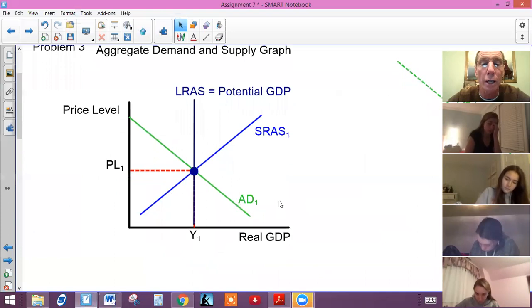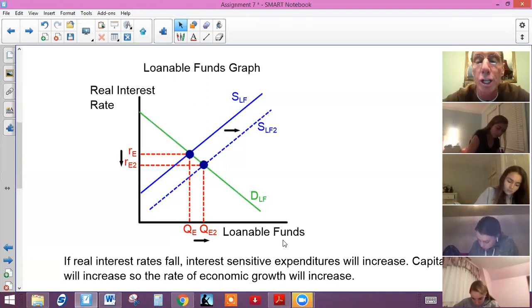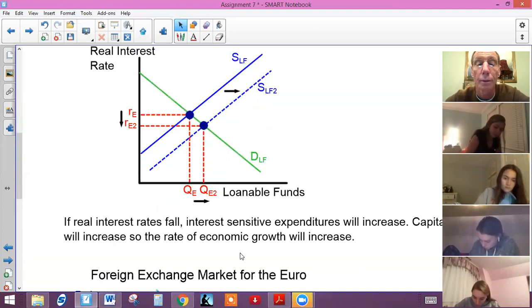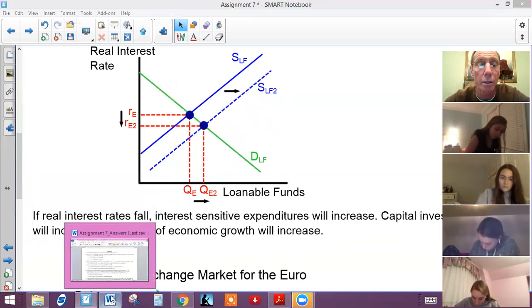So the graph is going to look like this. With the real interest rate on the vertical axis, the quantity of loanable funds on the horizontal axis, and a rightward shift in the supply of loanable funds, which is going to mean the real interest rate goes down and the quantity of loanable funds in the market goes up. And this is going to answer the next one, I think.